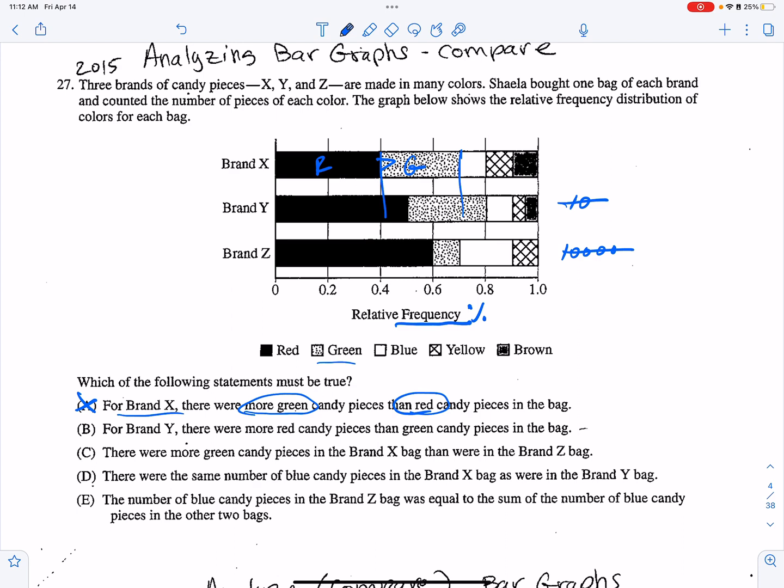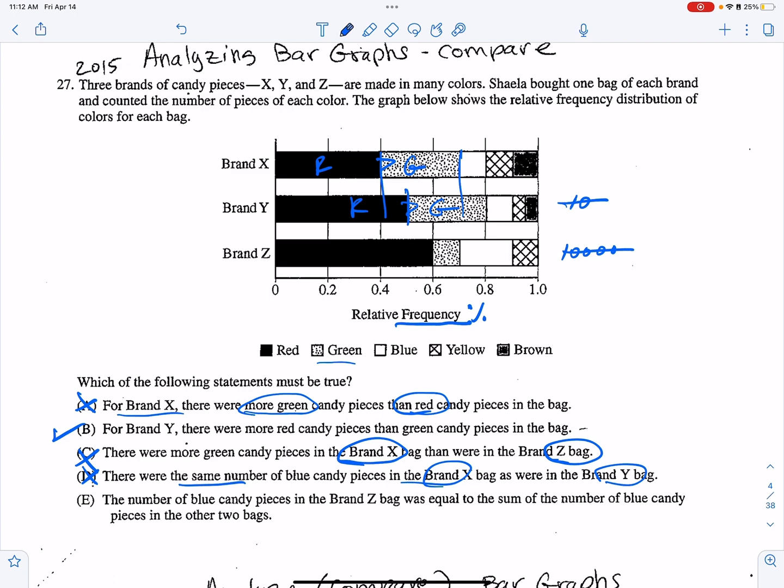For brand Y, there were more red than green. So brand Y, there was more red than green. That's correct. There were more, this one here is what I was talking about. There are more green candy in X than in Z. As soon as I'm comparing two, X and Y, we don't know how much is in X. We don't know how much is in Z. We just know the percentage distribution. So those we know absolutely cannot be.